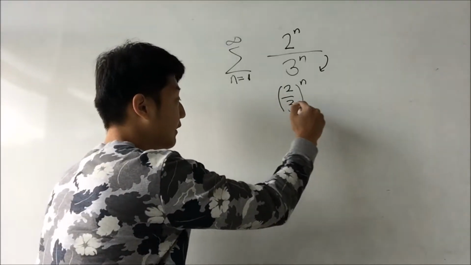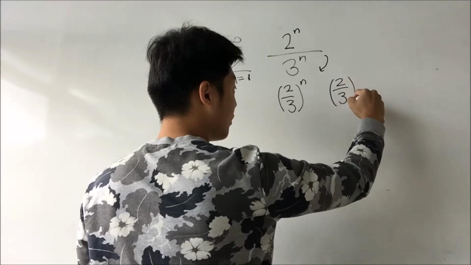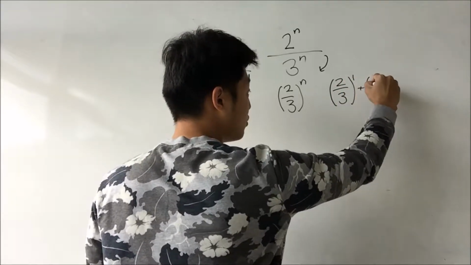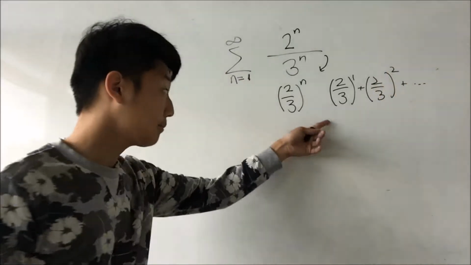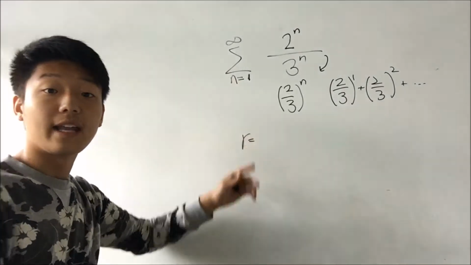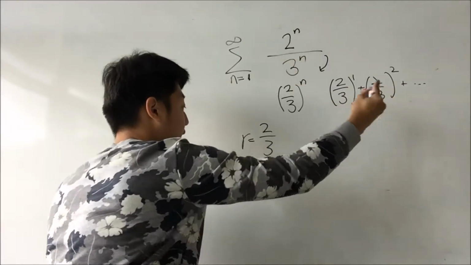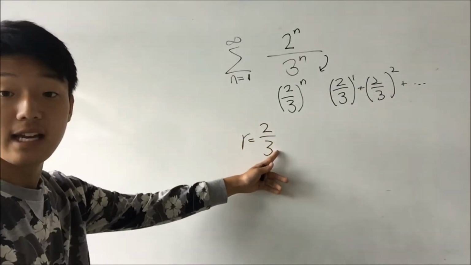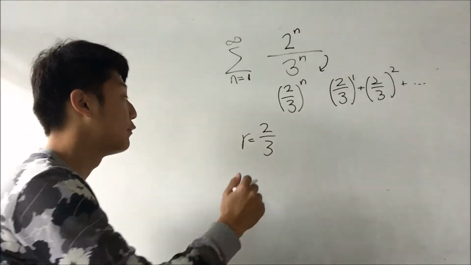So it'll be, again, if I write this, 2 over 3, 1 plus 2 over 3, 2 plus... right? So what's r? Again, 2 over 3, because it's multiplied by 2 over 3 each time. And we can see r is what? Less than 1, so it converges, so it has a limit, so we can solve for it.